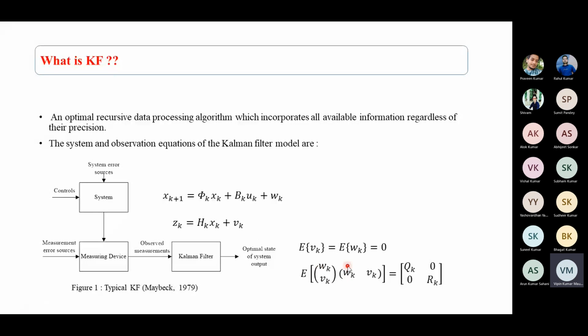Here we try to say covariance matrix. For wk the covariance matrix is Qk, and for vk, the observation equation, the covariance matrix is Rk. So these things you have to take care of. vk is measurement noise, wk is system noise having mean 0. This is the covariance matrix of system noise, and this is the covariance matrix of measurement noise. On the basis of these equations, I will show you the main equations of the Kalman filter.